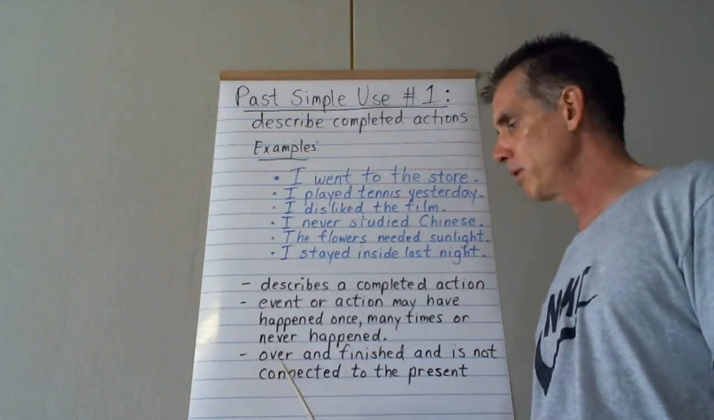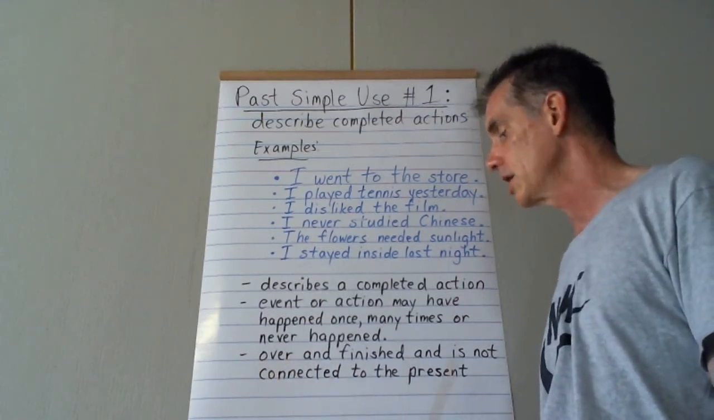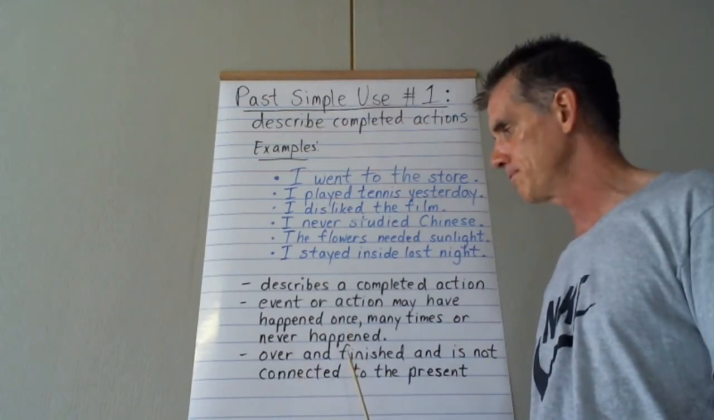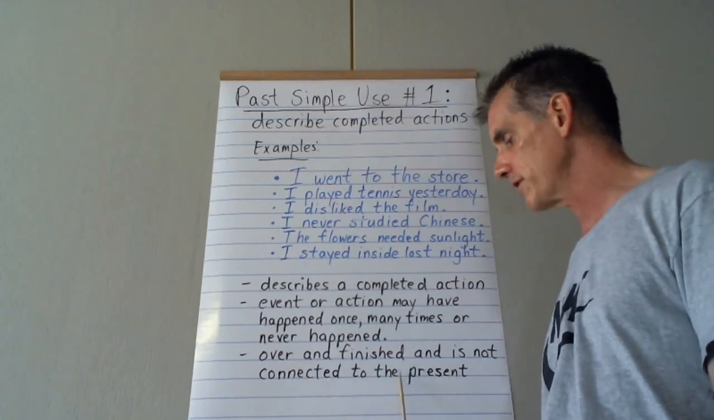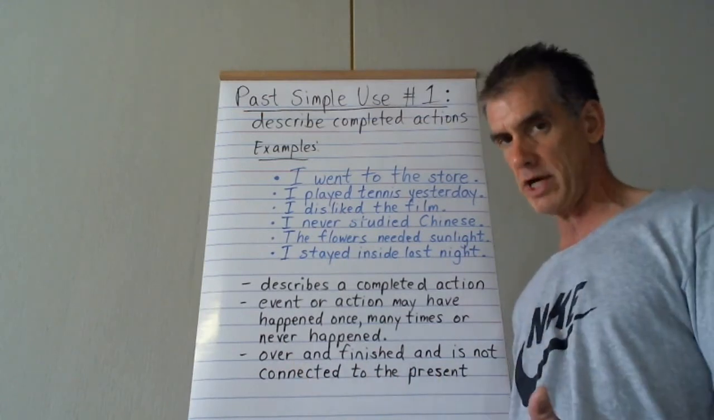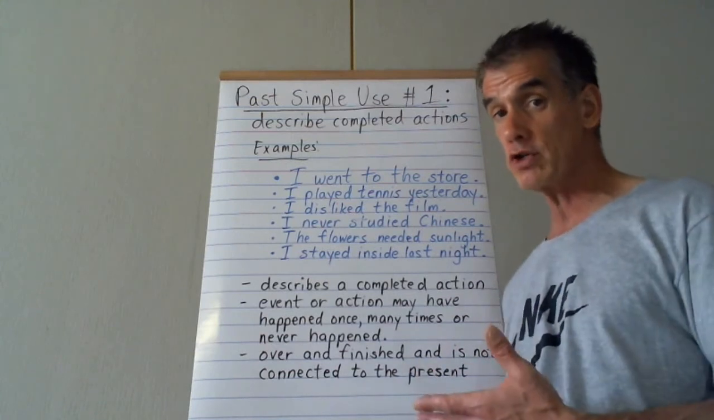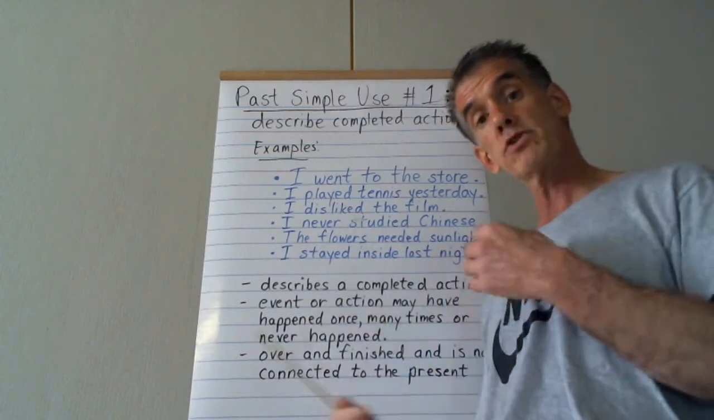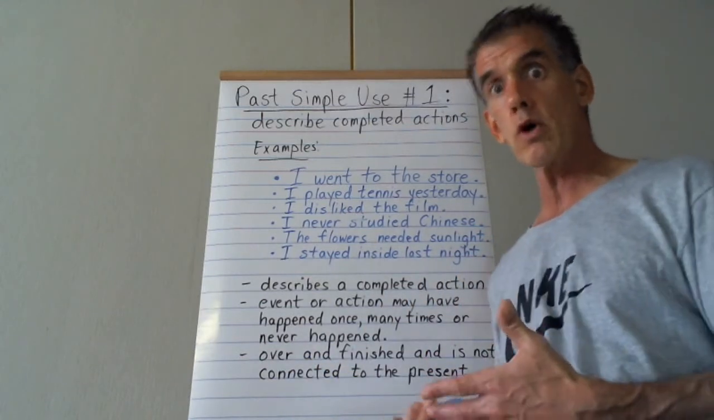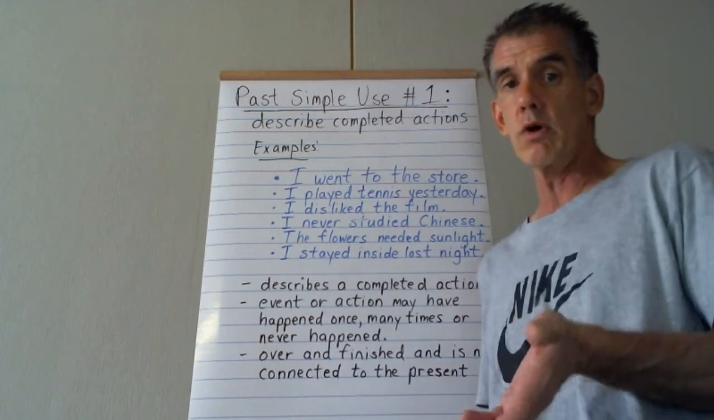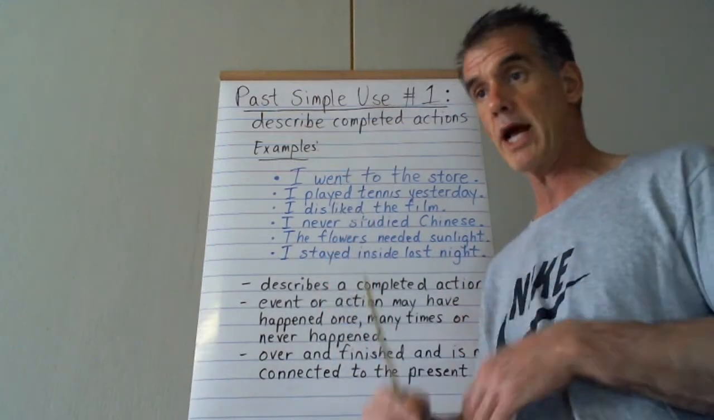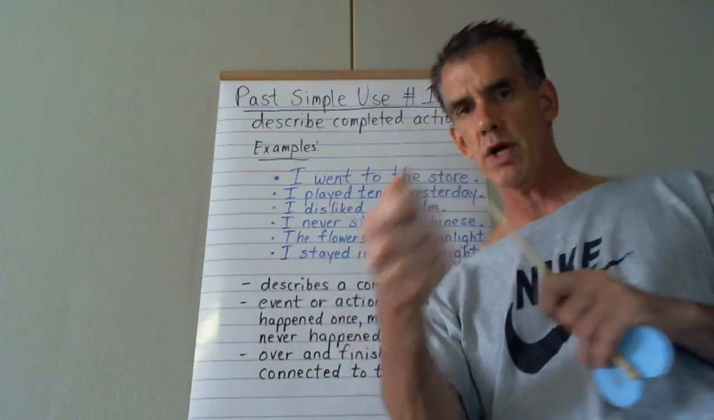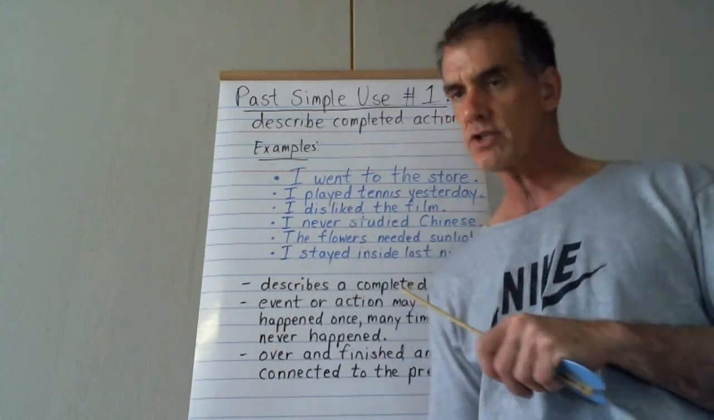The last point here is over and finished. So the event or the action is over and finished and is not connected to the present. Okay, there's no connection to the present. So for example, I went to the store. So it's not ongoing. There's no ongoing connection with the present. I went to the store. It's over and done with. It's a completed action. Bye bye. Okay, it's finished. I played tennis yesterday.